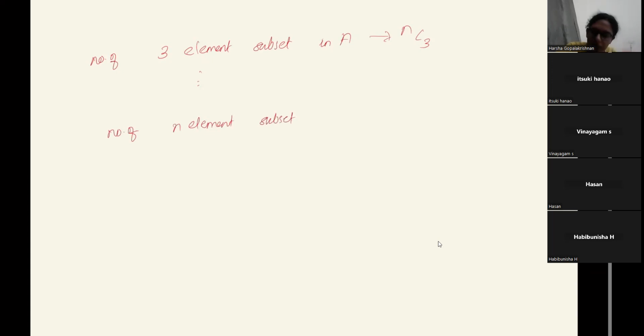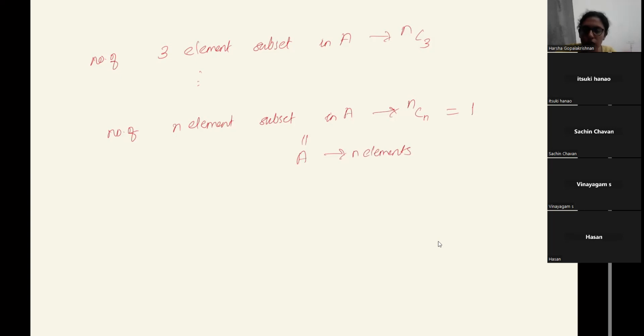How many will be there? We have taken two element means NC2. Three element means NCN, madam. NCN is 1. What is that one set? That is A itself. A has N elements, right? So the only possible N element subset of A is A itself.